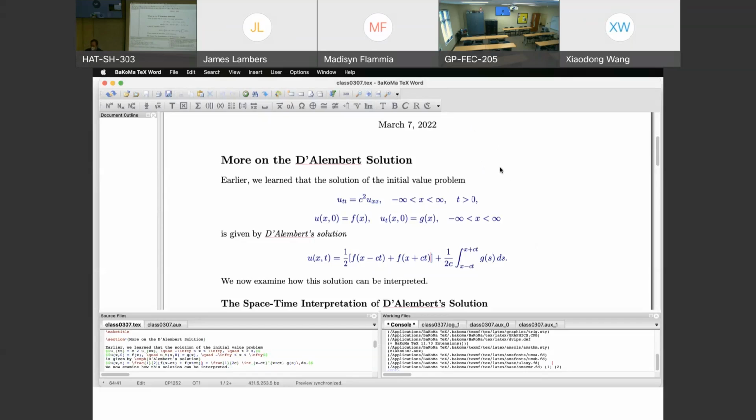Okay, so we'll see how a solution behaves based on this formula for certain situations, and then afterwards we're going to look at the problem of a semi-infinite string, where we're only considering the PDE on the domain 0 to infinity. So we have a boundary condition at x equals 0 in this case, and then we'll talk about some boundary conditions.